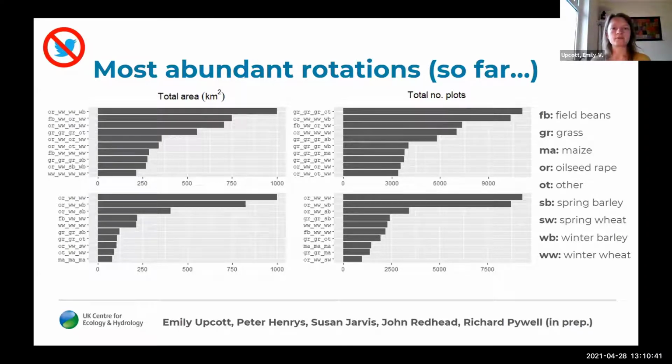I've taken out where it's just grass only for every rotation because that is the dominant rotation type and it means you can't see any other pattern of change. And again, I'm not sure if you can see it on your screen, but we've got winter cereals and grassland and oilseed rape appearing quite a lot in these top rotations. And then in 3 year rotations, which there are fewer of, we can see that maize is creeping in as well.